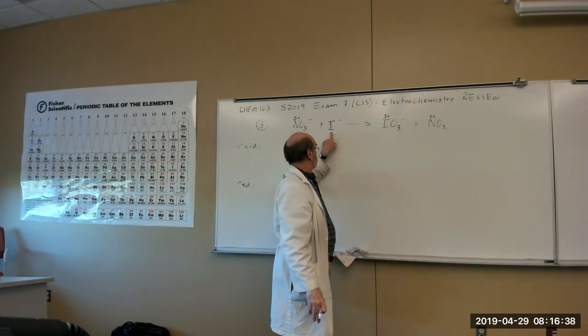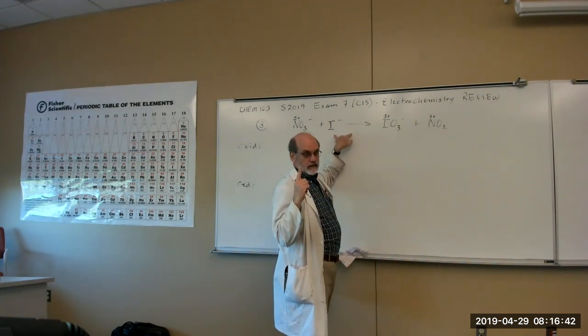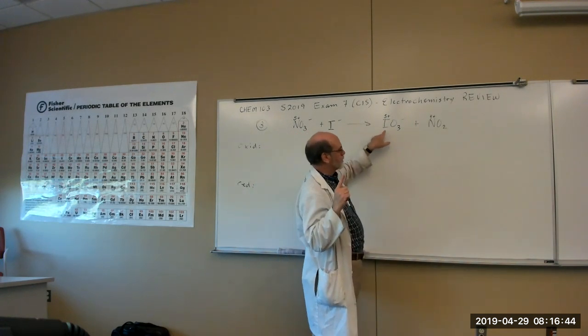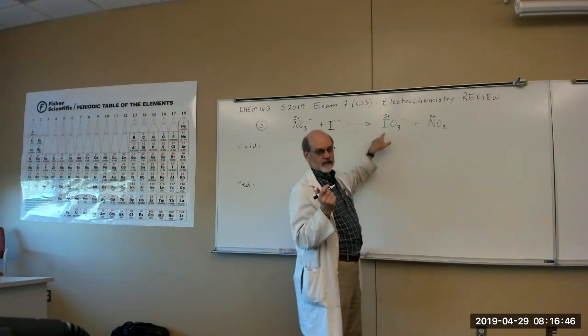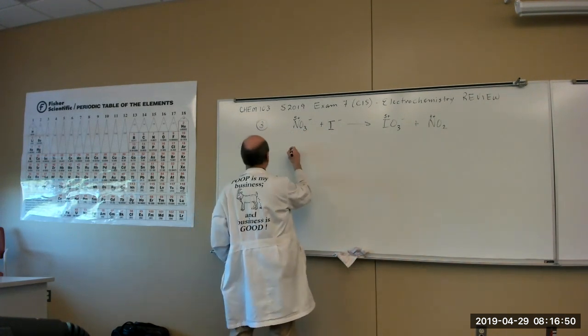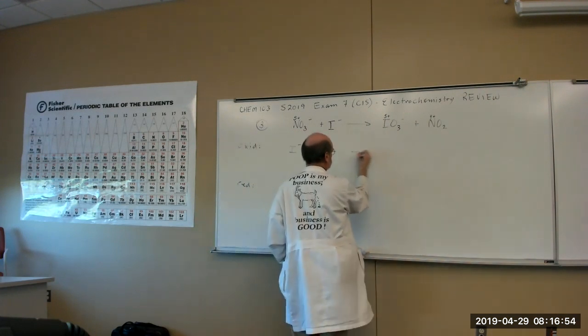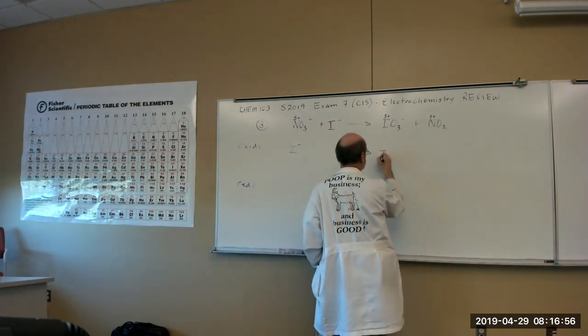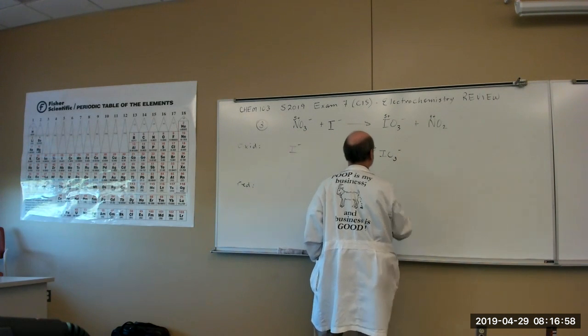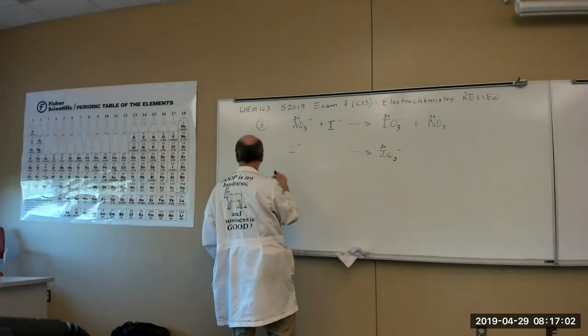I look at it this way. To go from -1 to 0 is 1 electron. To go from 0 to +5 is 5 more. So there's 6 electrons. So our oxidation is this one to this one. And I'm going to put those values up there.